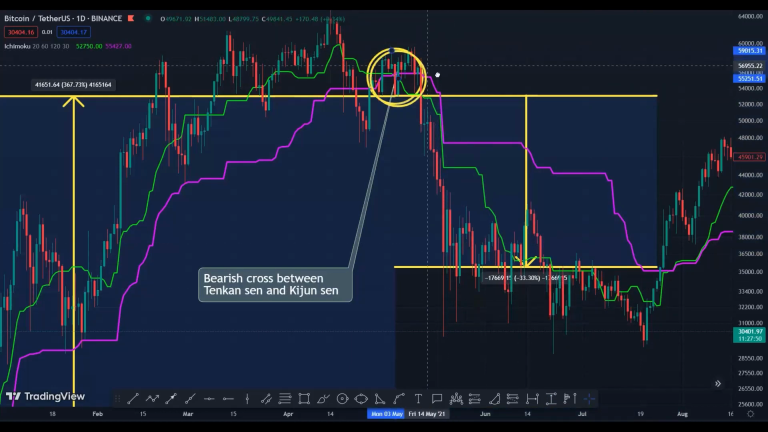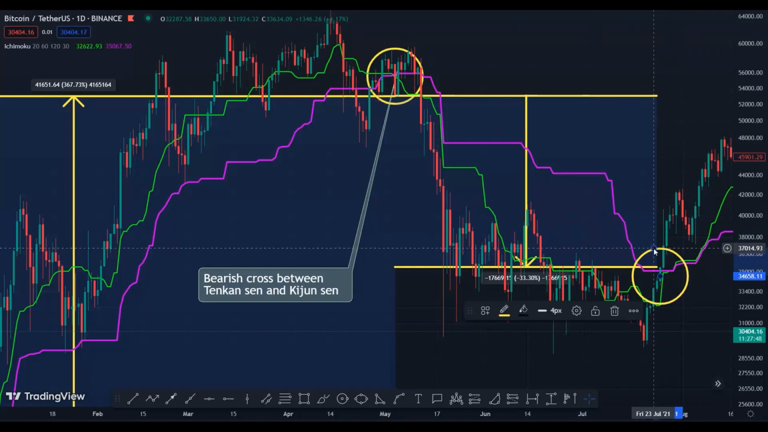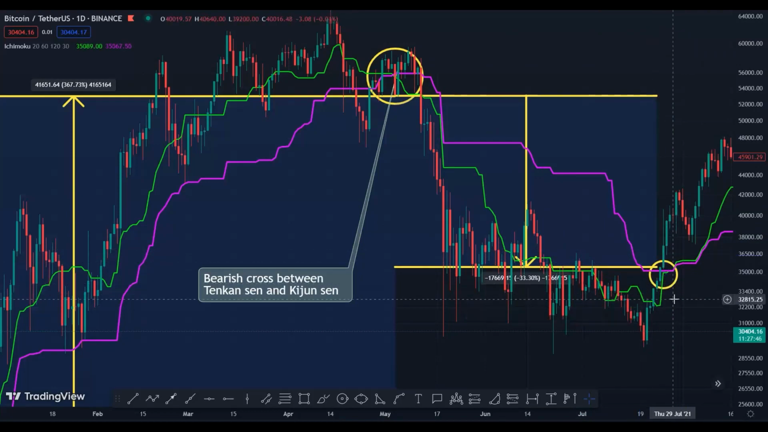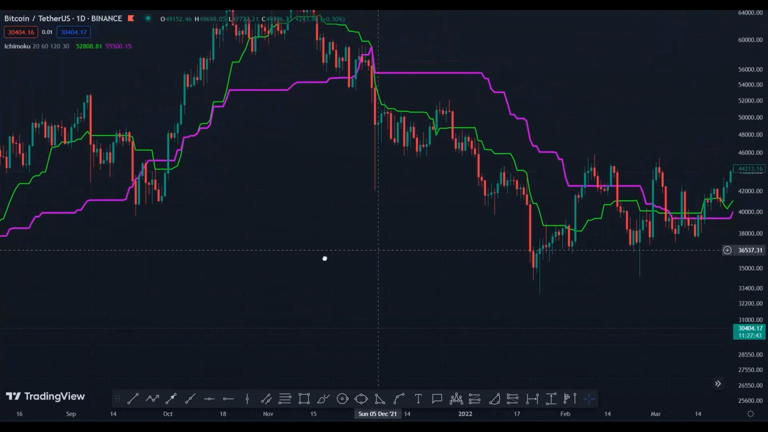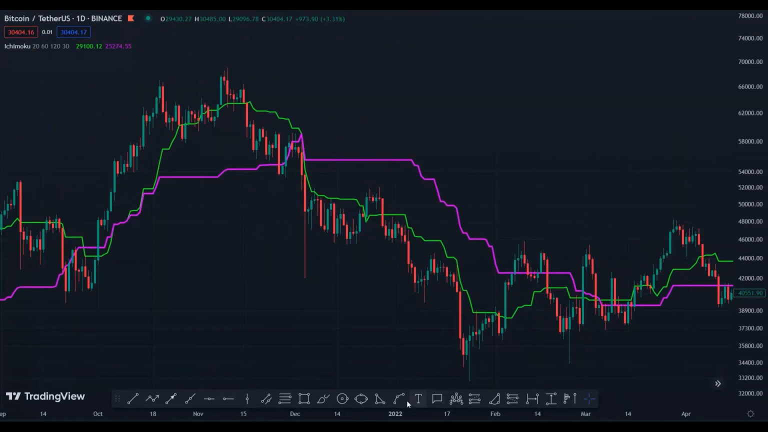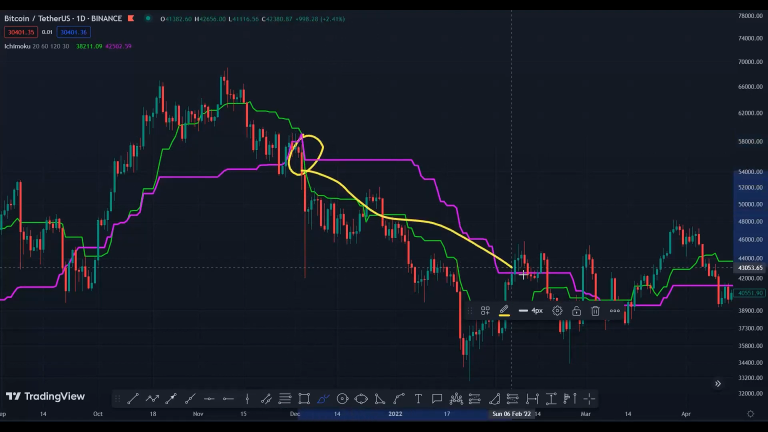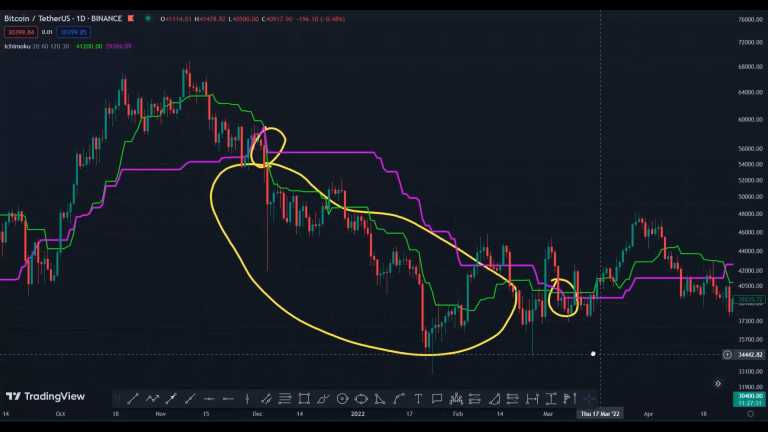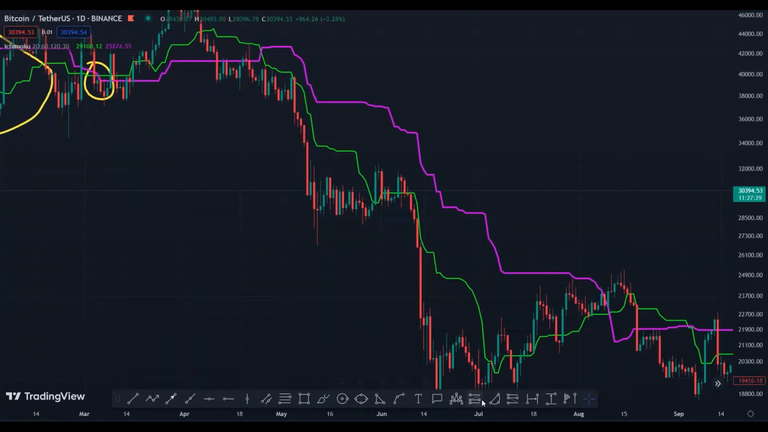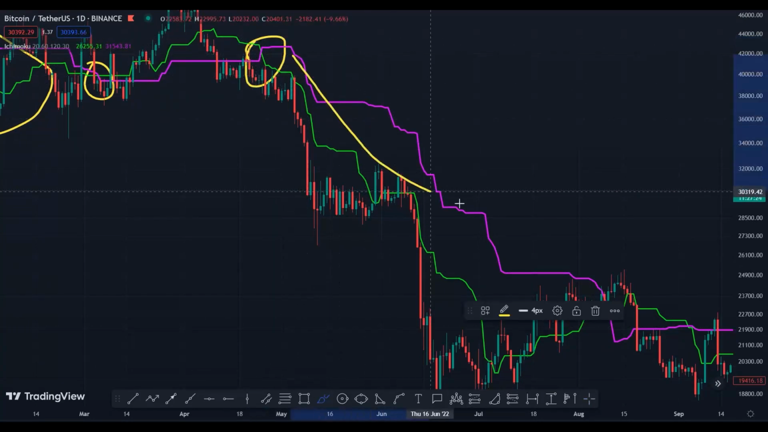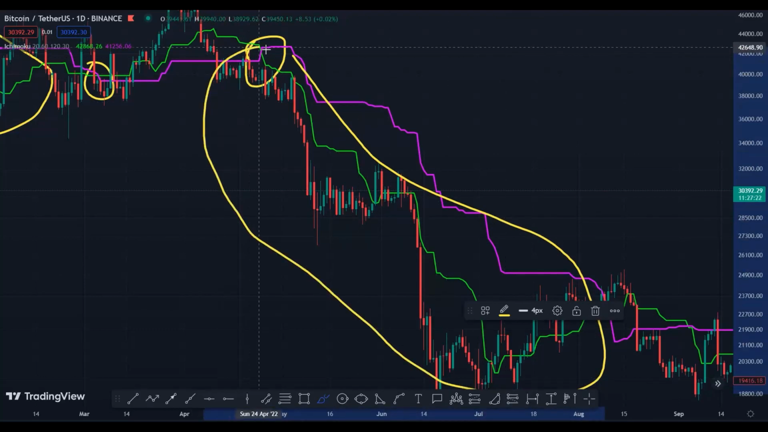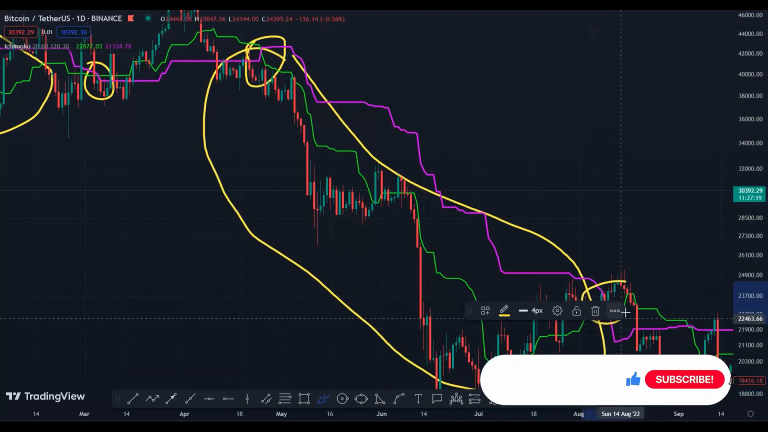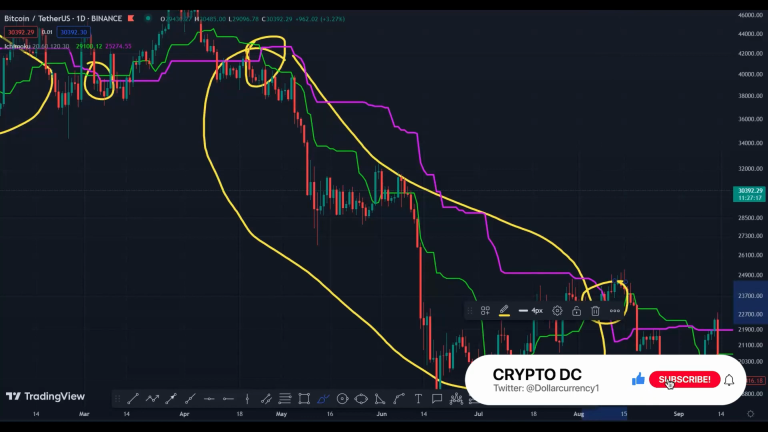Why? Because the next bullish cross between the Tenkan-sen and Kijun-sen happened here. For example, here we have another bearish cross between the Tenkan-sen and Kijun-sen. So this is a bearish phase until you see a bullish cross again here. Or for example, this is another bearish cross, and in the whole phase here you can be bearish until the bullish cross appears here.